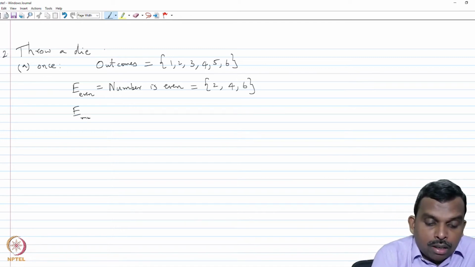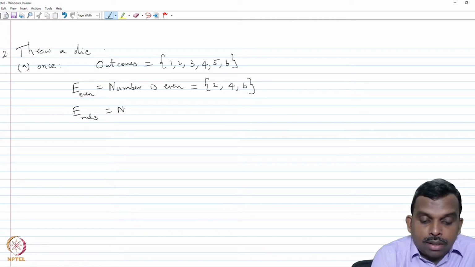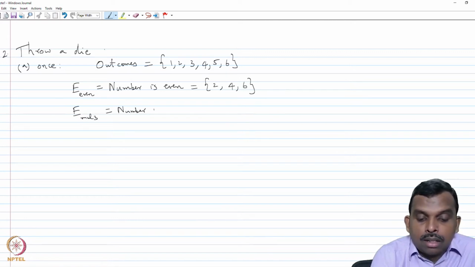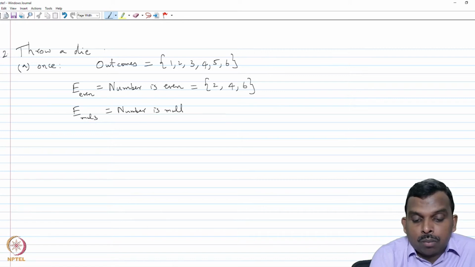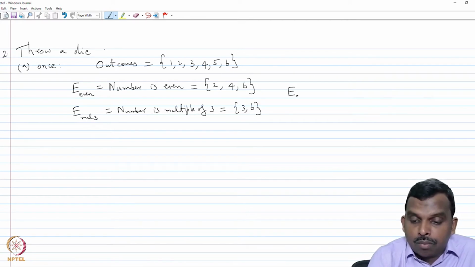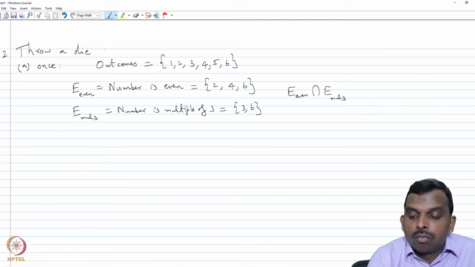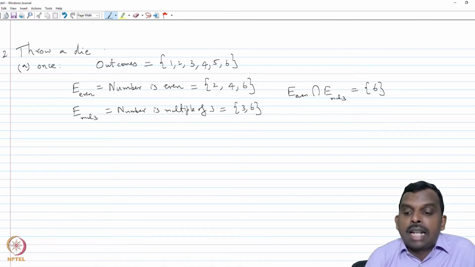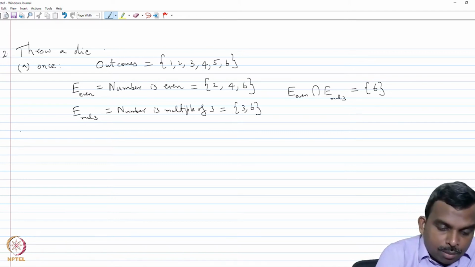E mul 3 is the number is a multiple of 3, and that's just 3 comma 6, and then if you take the intersection, you simply get 6, right? So that's both even and a multiple of 3, that's just 6. Okay, so that's a simple example.